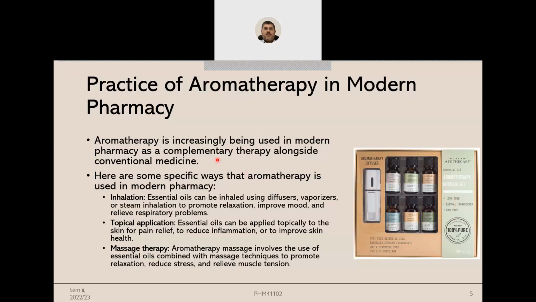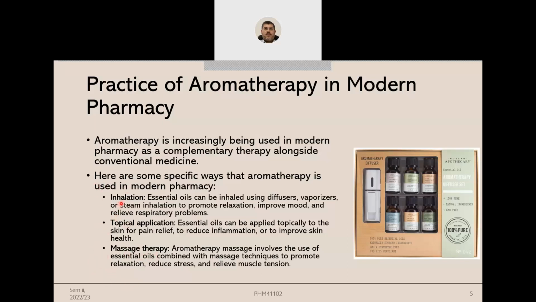It is used as a complementary therapy. When we say complementary, means to complement another modality of treatment. So usually used beside conventional medicine, the modern medicine that we know nowadays. Okay. Usually administration of these oils is by one of three methods. Usually can be taken by inhalation, topical application, or massage therapy. These are the most common aromatherapy modalities.